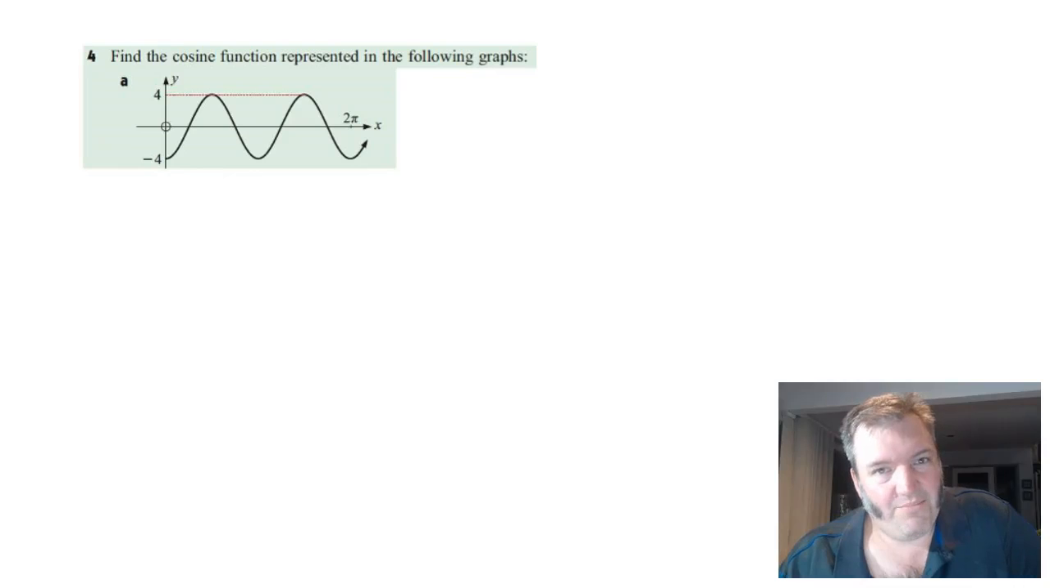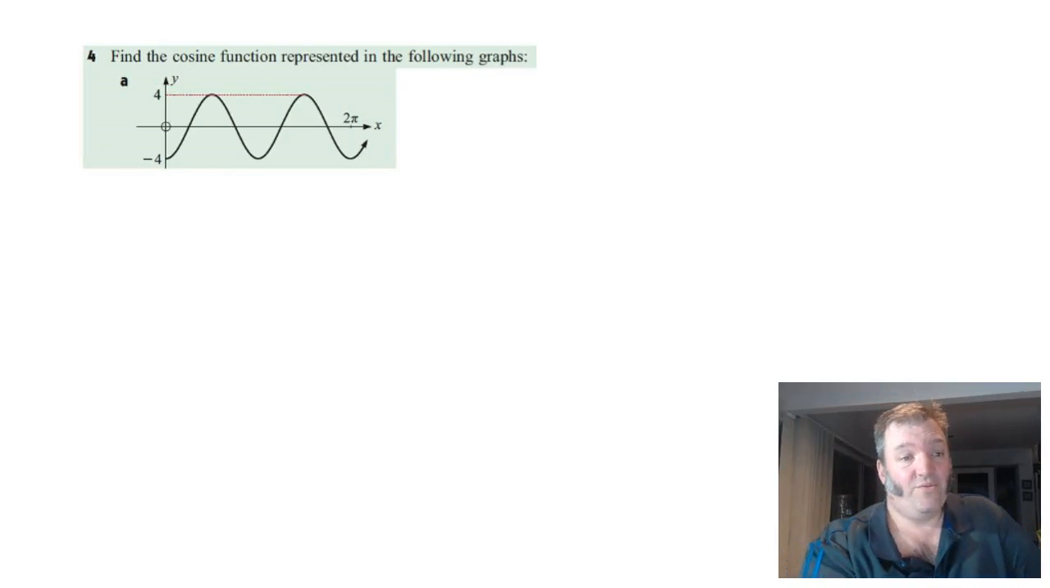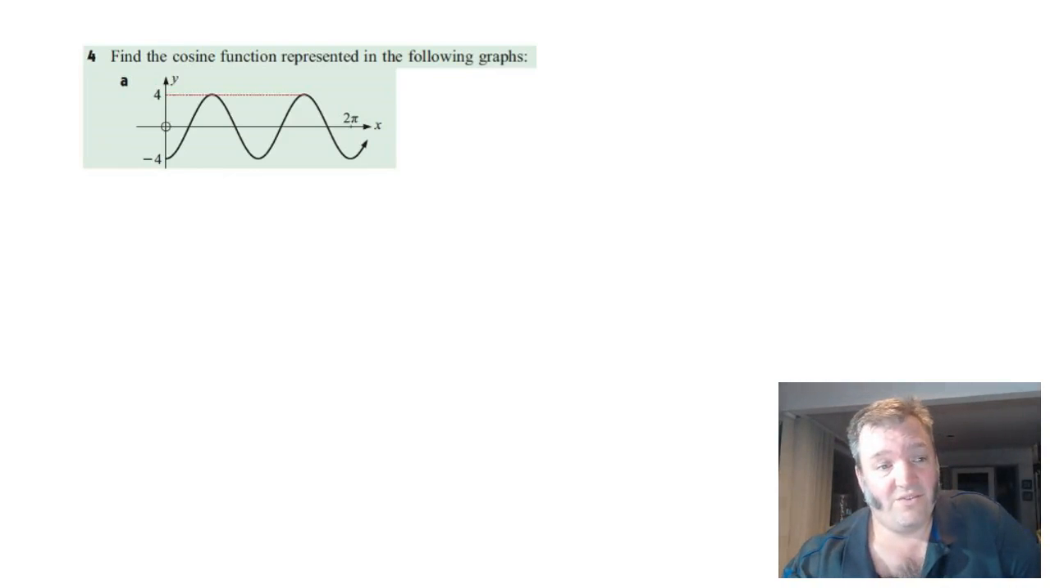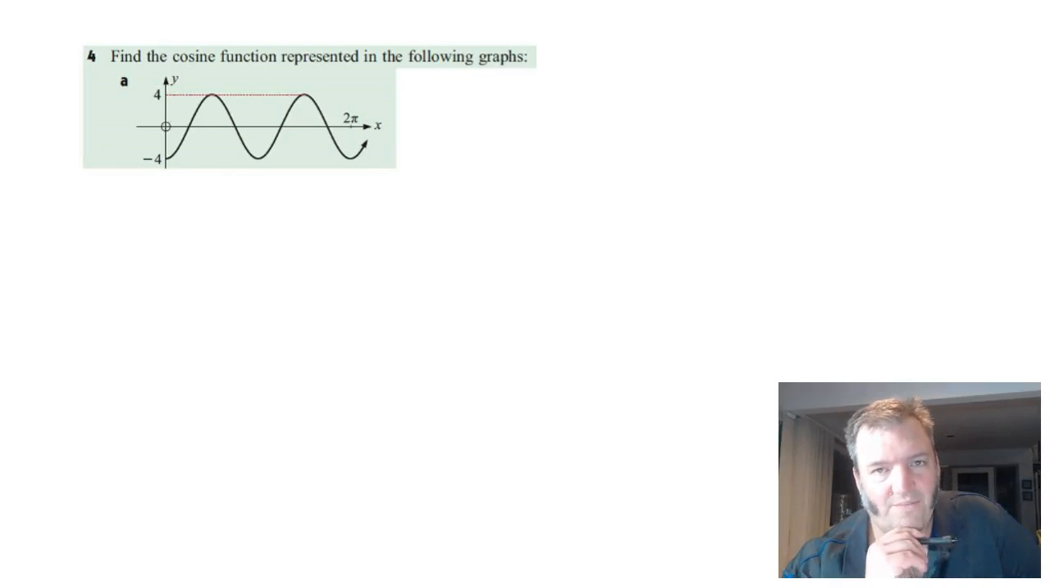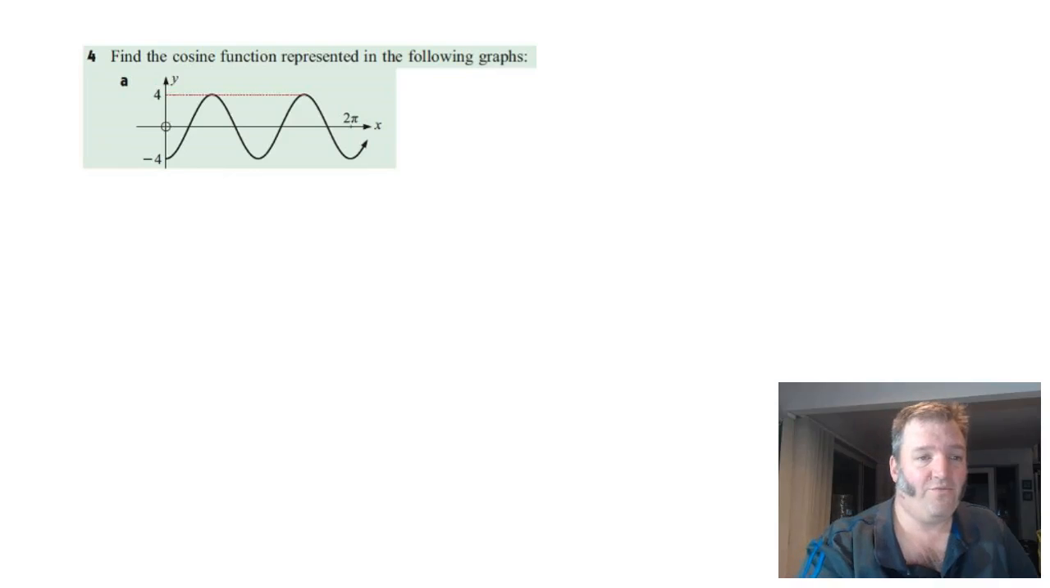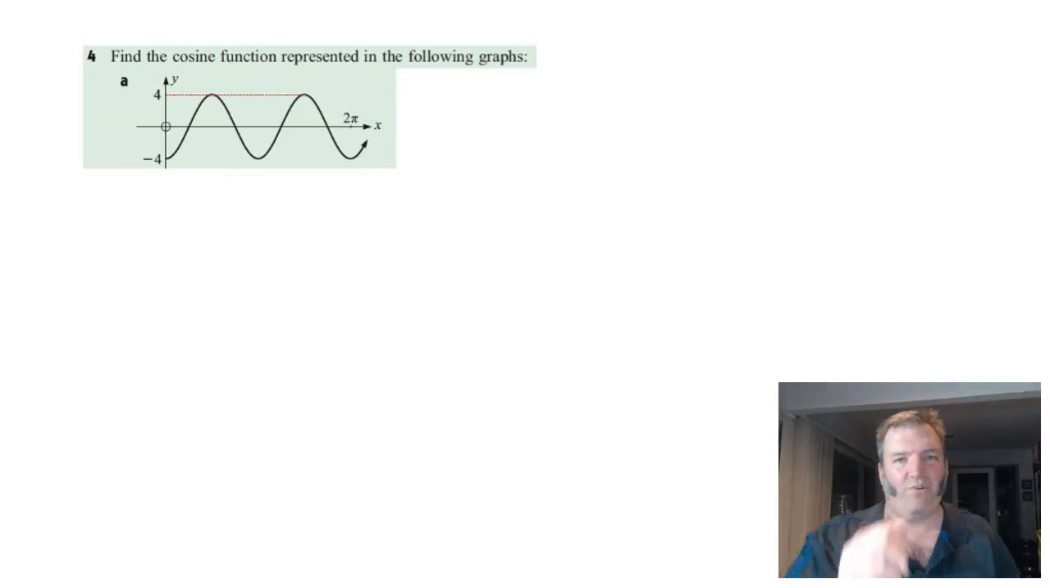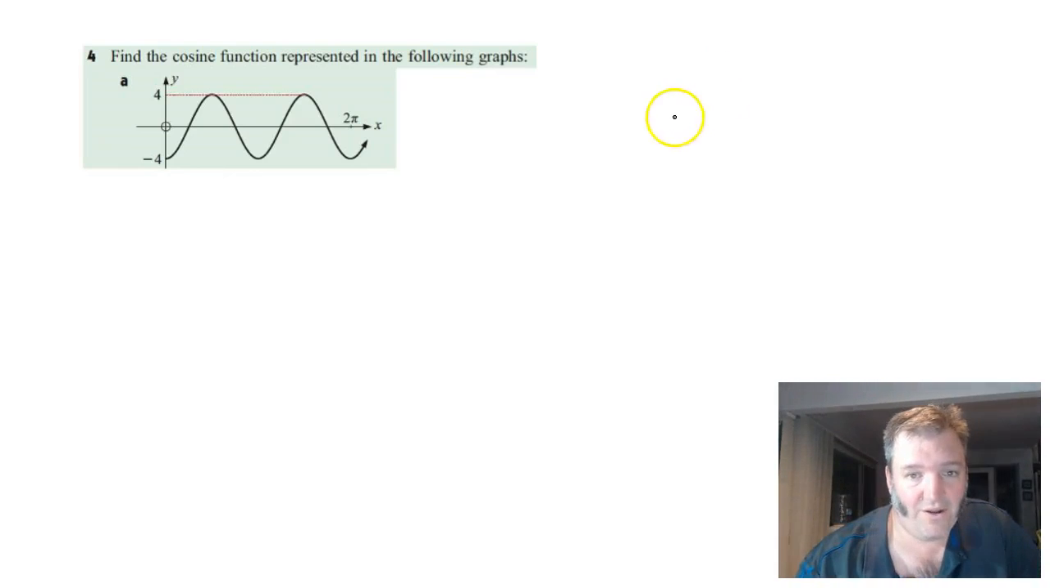First thing, we can find the amplitude really easy. I don't have a vertical shift because my central axis is right along the x-axis, so that's good. So D is going to be 0. That's easy enough. And my amplitude, I'm going up to 4 and down to 4. So clearly I've been stretched by a factor of 4. So I'm going to make a little note of that. I've got an amplitude equal to 4.